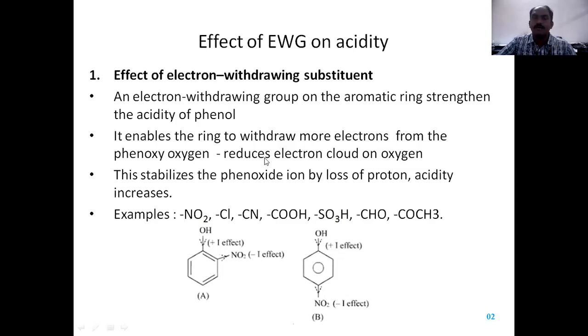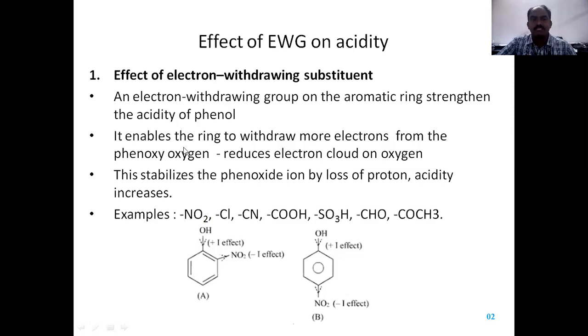phenoxide ion? Because, if you take the example of nitrophenol, the nitro group, we know that it is an electron withdrawing group. Because of the I minus effect, the inductive minus effect, this nitro group will try to pull the electron cloud from the aromatic nucleus. The aromatic nucleus will lose the electron cloud, and it, acting as a withdrawing group, will try to pull the electron cloud from oxygen. So oxygen will try to donate the electron cloud to this aromatic nucleus.